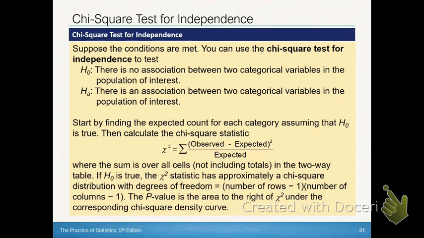So again, most of the mechanics are the same. Our formula for our test statistic is the same. Our formula for the degrees of freedom is the same. The thing that's different is our null and alternative hypothesis. For our null hypothesis, we can either say there is no association between the 2 categorical variables that we're interested in, or another way to say that would be to say that the distributions of those are independent of each other. That would be the same thing. And then our alternative is that they are dependent or there is an association.